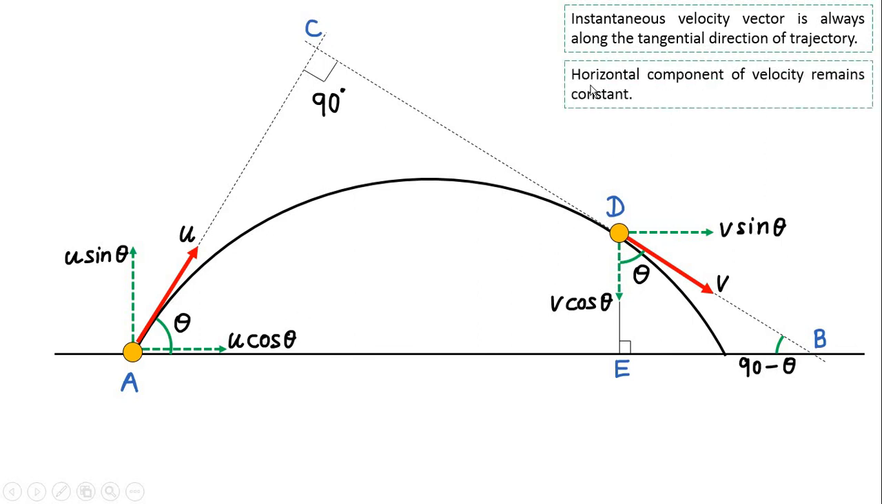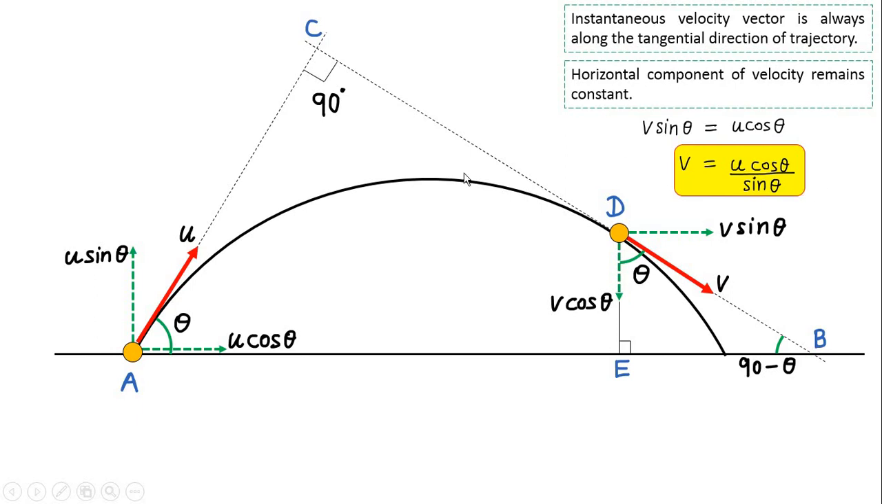The concept is that the horizontal component of velocity remains constant. So the horizontal component of velocity at the starting point, which is u cos theta, and the horizontal component of velocity at the point D, which is v sin theta, must be equal. So we write down that v sin theta is equal to u cos theta. Very well. So from here we can find out the value of v. Thus we came to know the magnitude of this velocity v at this instant when it makes a 90 degree angle with the initial velocity. So this velocity v is u cos theta divided by sin theta. Let us keep it as one of our equations.